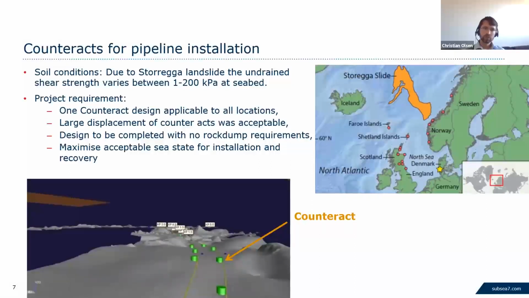And we needed to do a counteract design that was applicable to all the locations. And we could allow for large displacements of the counteract, meaning we don't need to worry about the counteract moving 10 centimeters when we load it with the pipeline. And we also had to maximize sea state for installation and recovery. The reason being, it's very expensive in Norway to be waiting on the weather. So these counteracts had to be installed in all weather conditions, so we didn't have to wait for the weather.